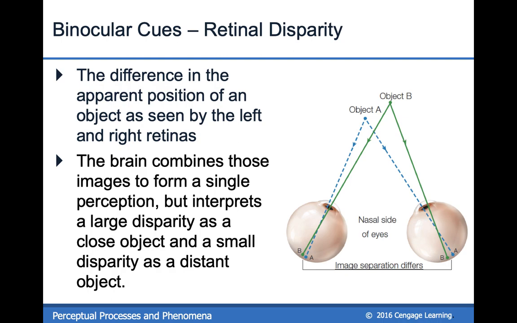So binocular clues are based off of what's called retinal disparity. That's the difference in apparent position of an object as seen by the left and right retinas. I want you to find something off in the distance, like a spot that you can easily single in on. Put your pointer finger on that spot with both eyes open.